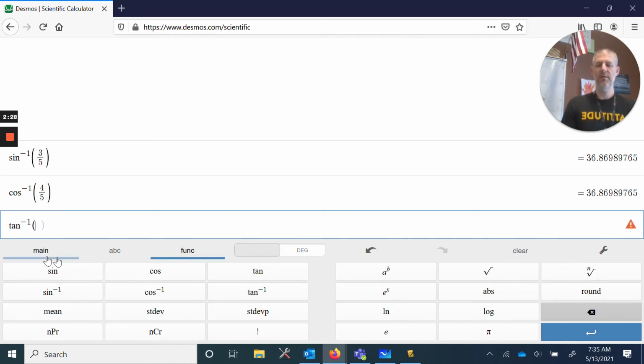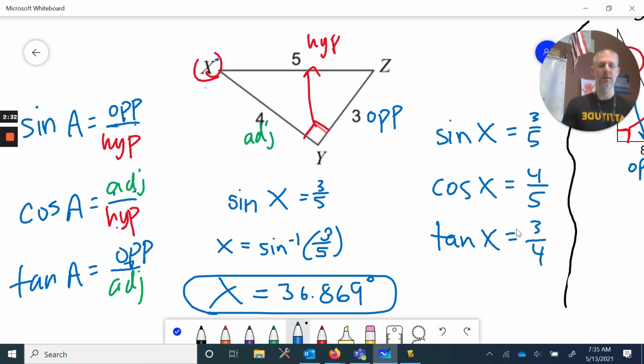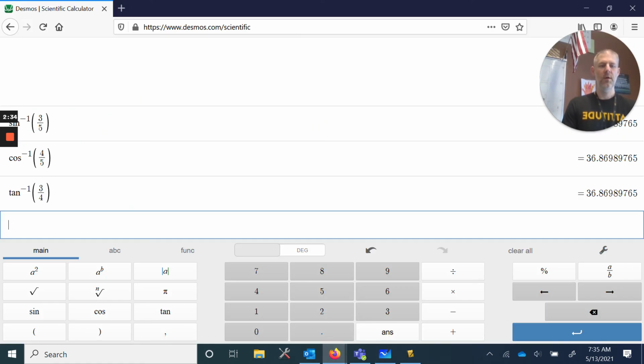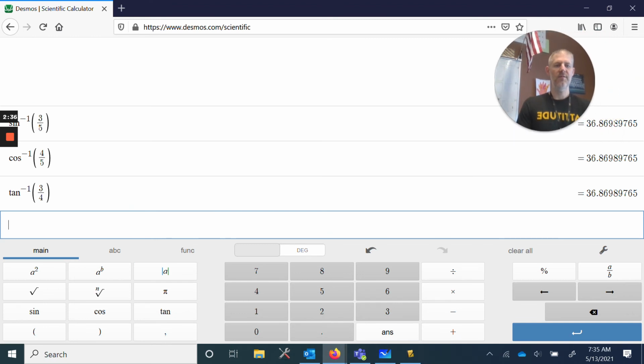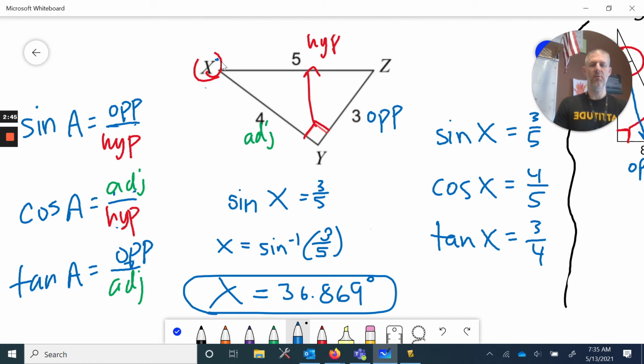And so then let's do arc tangent. We'll just verify. So 3 over 4. Let's go back and look. 3 over 4. And we get the same exact value for all three of these ratios. And again, remember, that is because they're all referring to angle x, to my reference angle, okay? So I can use any one of these. And so where this is powerful is going to be in the next problem.